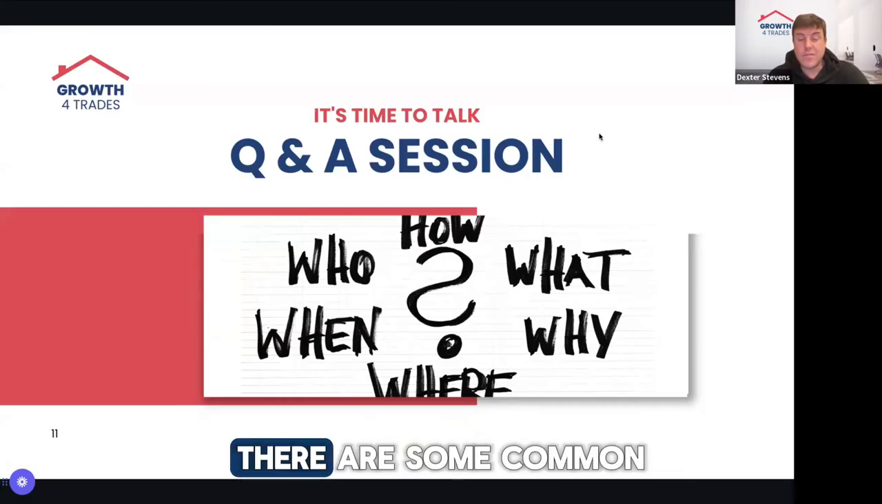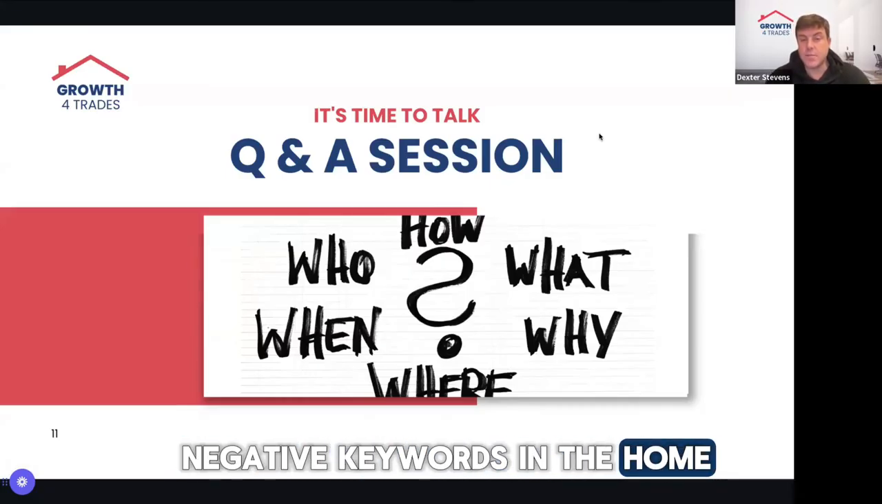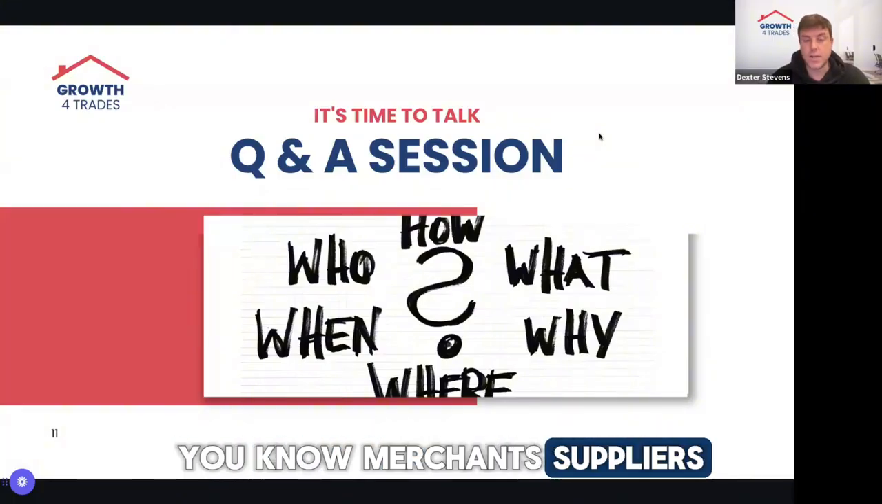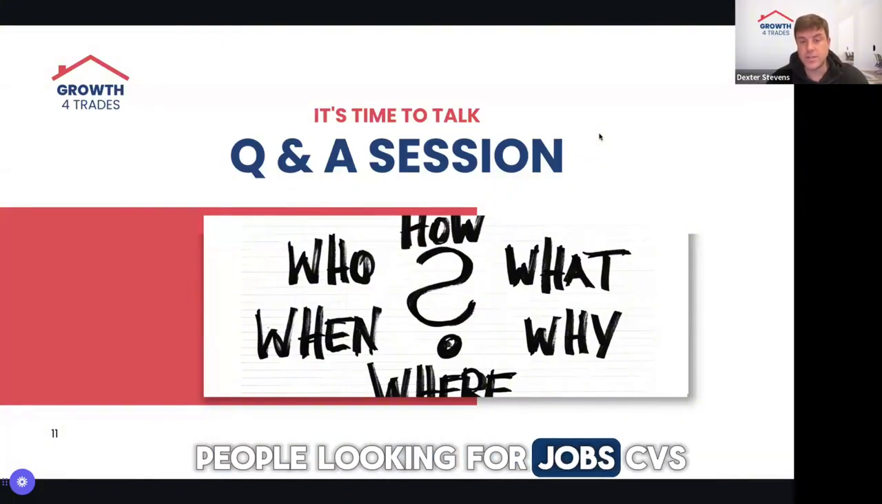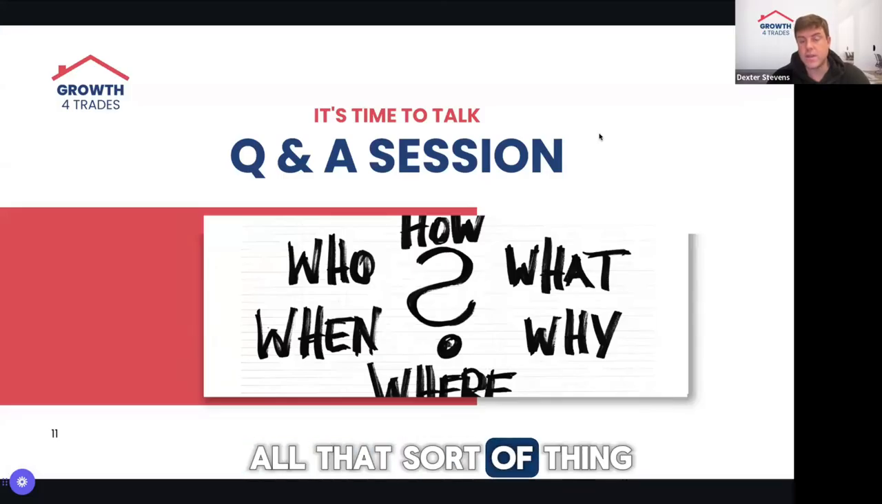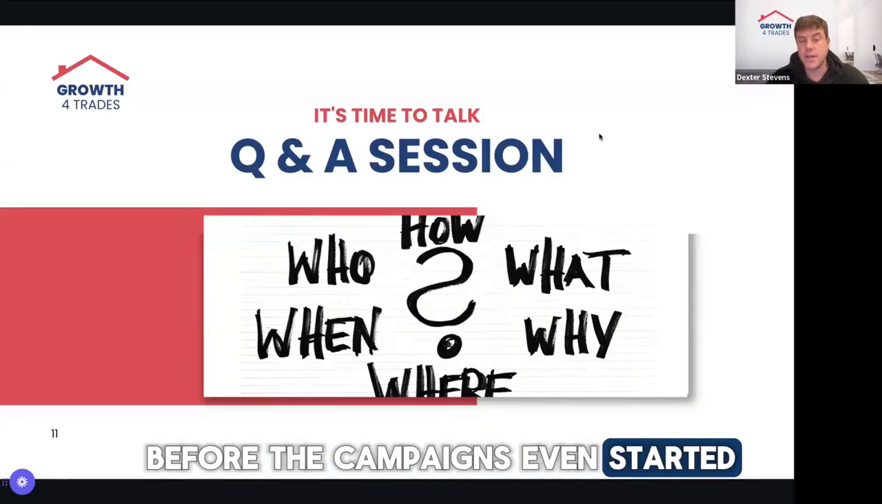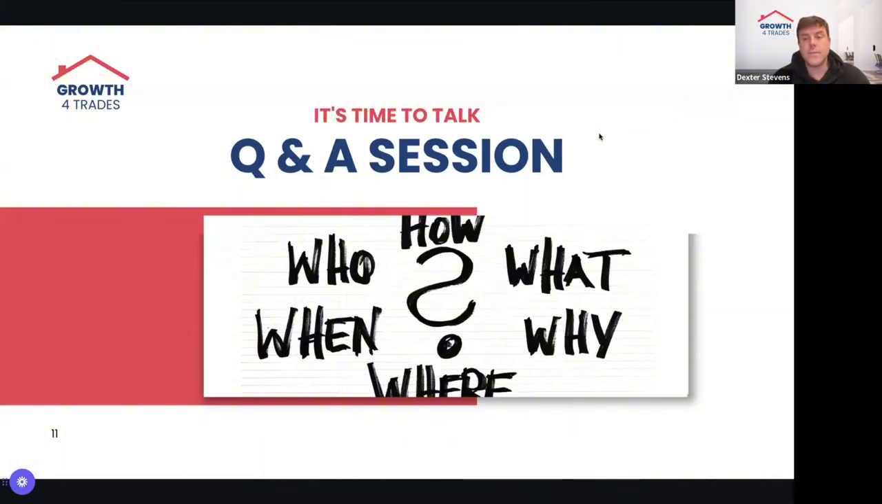I feel like there are some common negative keywords in the home improvement industry, like merchants, suppliers, people looking for jobs, CVs, all that sort of thing. We can add those negative keywords before the campaign has even started to avoid you coming up for those. Hope that makes sense.